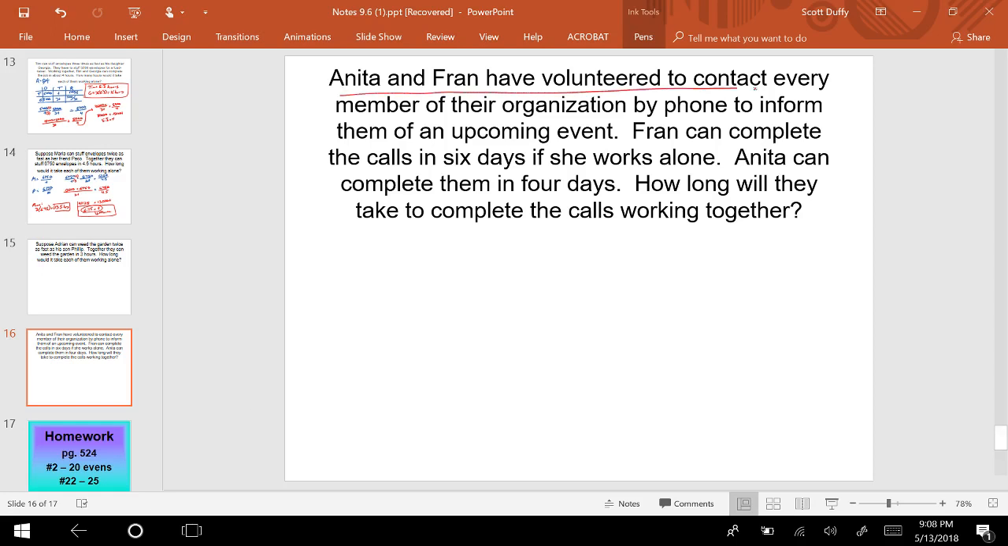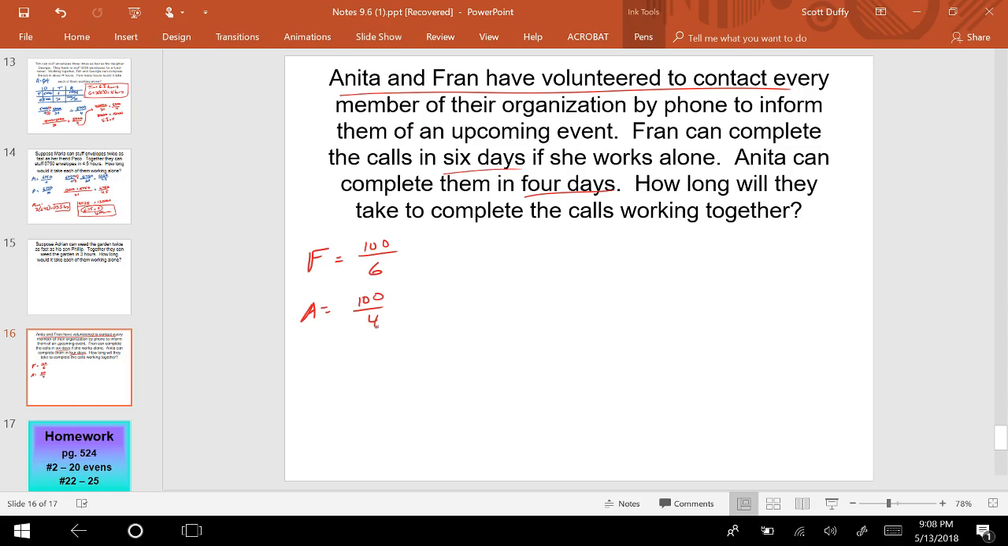Anita and Fran volunteer to contact every member of the organization by phone. So 6 days, so she works alone. 4 days. How long will it take to complete the calls working together? Okay, let's say that we have Fran, and she has to do, let's say, 100 calls, and it takes her 6 days to do it. So 100 calls in 6 days would be her rate. Anita has to complete, let's say, the same 100 in 4 days.